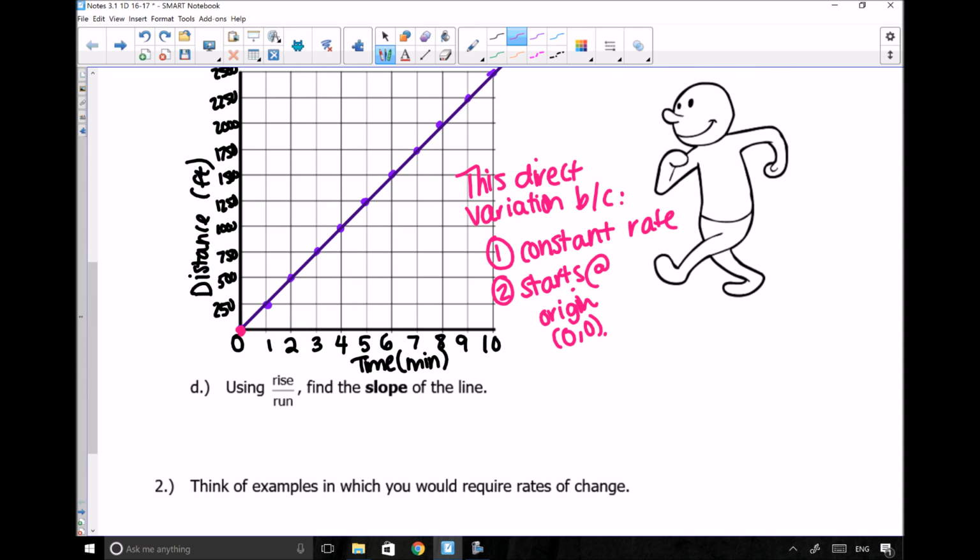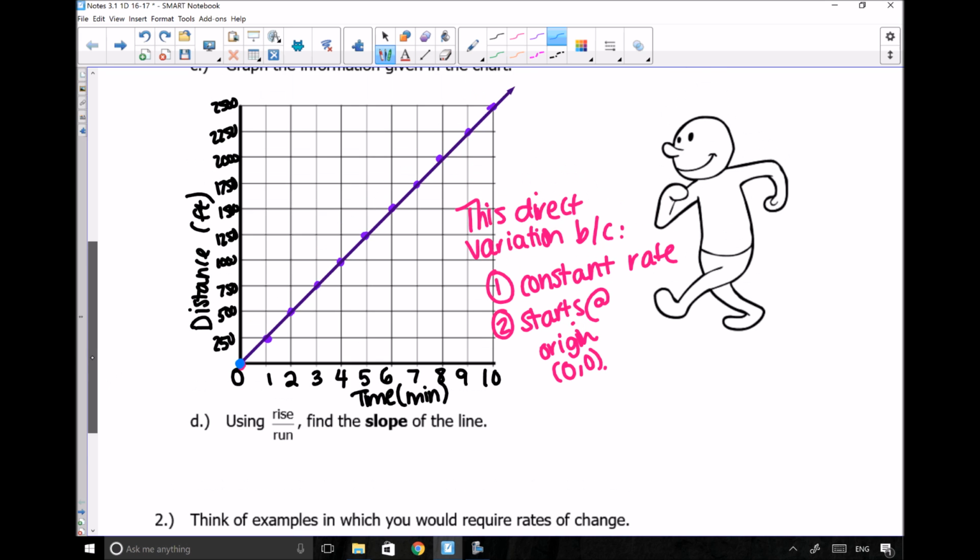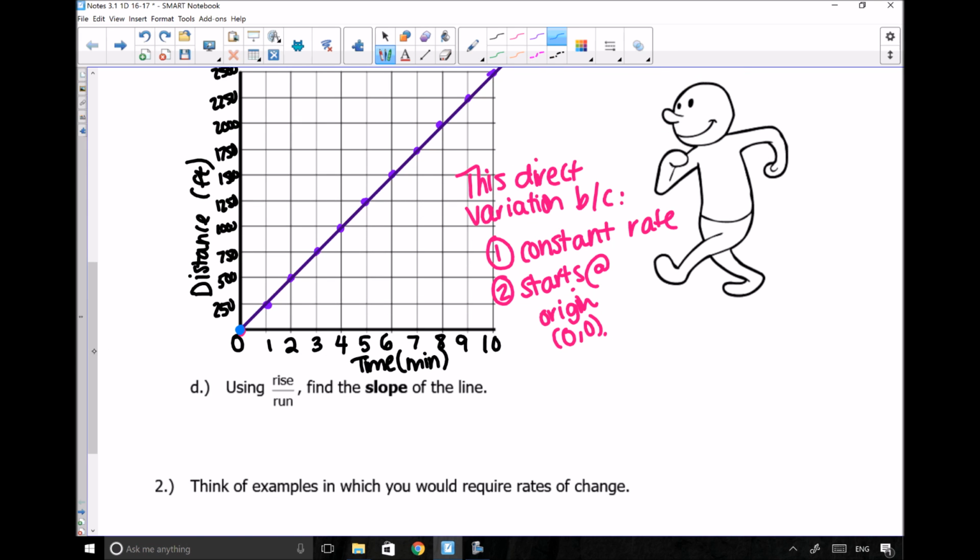Now let's take a look at question D. It says, using rise over run, find the slope of the line. We're going to actually spend a lot of time on slope, so we're just going to do an introduction of it right now. If I take a look at this, I know I can go from here all the way up to here.